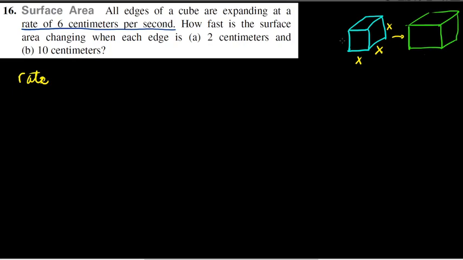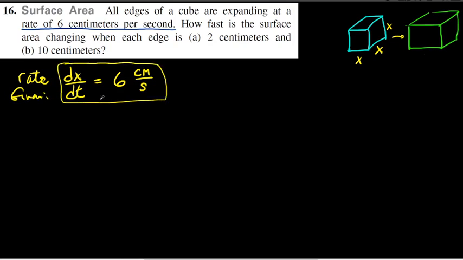What is it the derivative of? The edge of the cube, x. So it's the derivative of x with respect to t. This is given as 6 centimeters per second. Okay, so this is given. This is part of the problem.